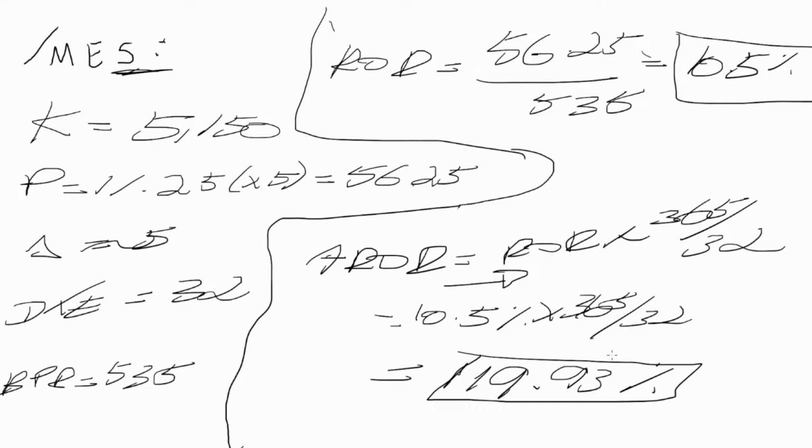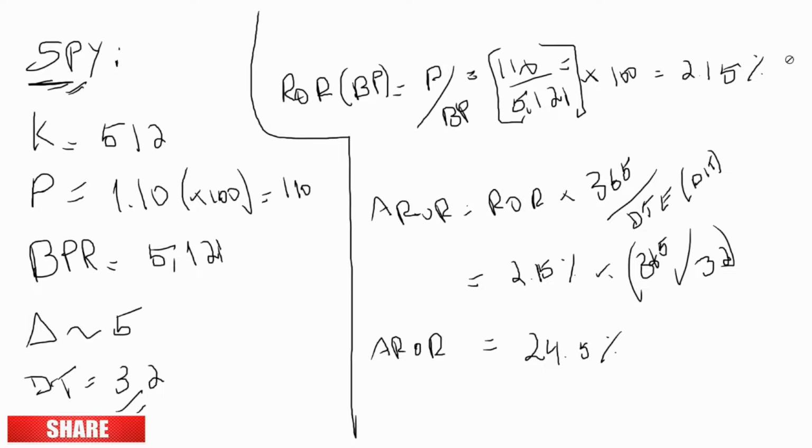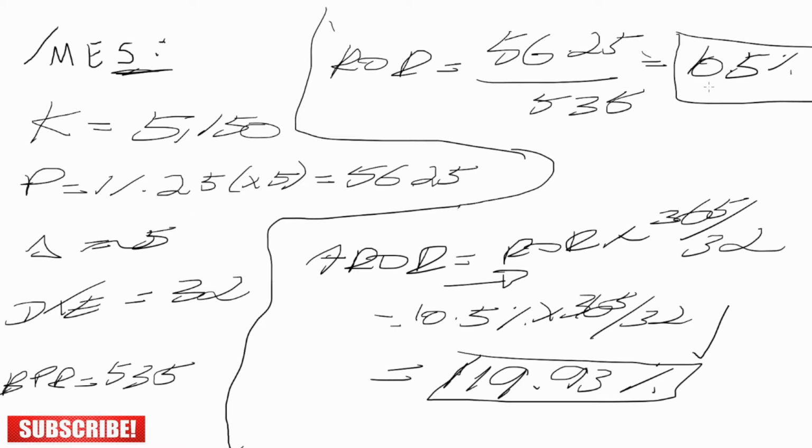The futures gave us 19.93%. The SPY, okay, gave us 24.5%. It's pretty much, guys, a 5x. Okay, look at this. The rate of return of the SPY was 2.15. The futures, guys, was 10.5. Again, a 5x. So basically, you're getting 5 times for your money.